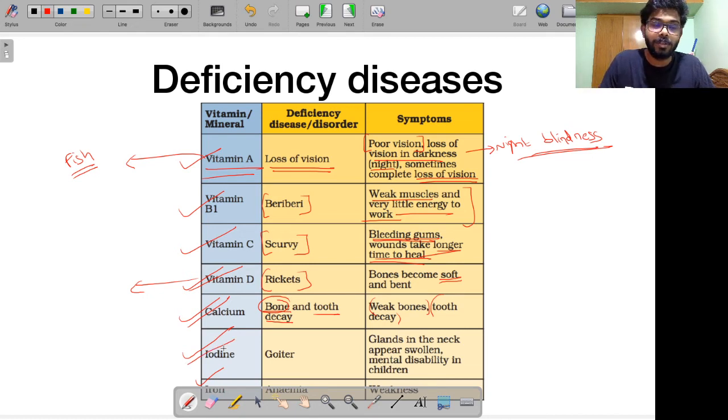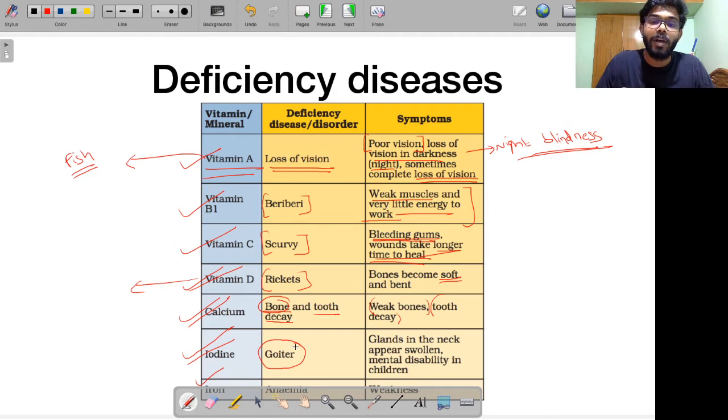If you have seen all the salt etc. that you purchase nowadays, it always has iodized salt, right? That's a way of fortification of your food. They are adding little bit amounts of iodine so that you are having enough intake of iodine. So if there is a deficiency of iodine, it results in something called goiter.